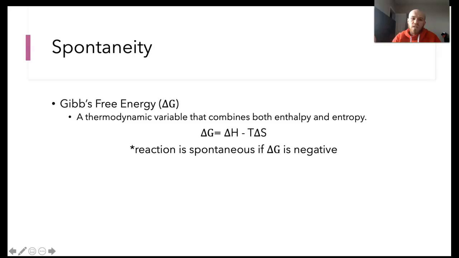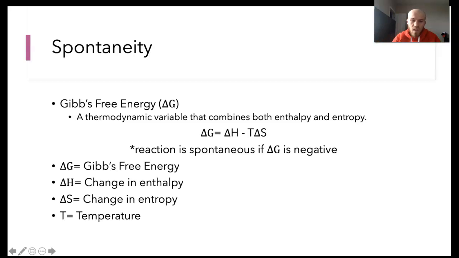So how do we know that a reaction is going to be spontaneous? It is if the change in Gibbs free energy is negative. So if we get a negative value from this equation, we know that the reaction is going to be spontaneous. If we get a positive value, the reaction is going to be non-spontaneous. Down at the bottom of the slide, I have what the symbols represent in the equation. Delta G equals Gibbs free energy, delta H is the change in enthalpy, delta S is the change in entropy, and T is the temperature. We're going to want that in Kelvin.